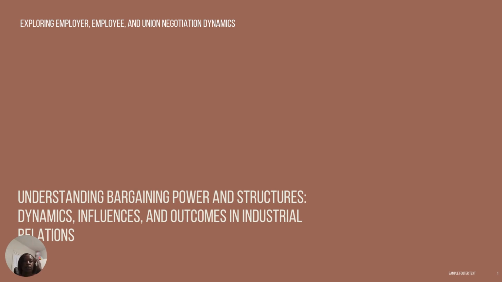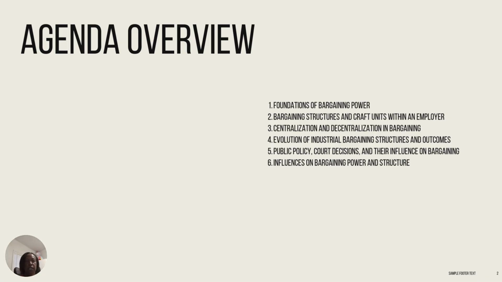Understanding bargaining power and structures, dynamics, influences, and outcomes in industrial relations. The agenda overview for this presentation: we will cover foundational elements of bargaining power, explore various bargaining structures and craft units, discuss centralization versus decentralization in bargaining, review historical evolutions, analyze public policy and court influences, and consider external and organizational factors shaping bargaining today and in the future.